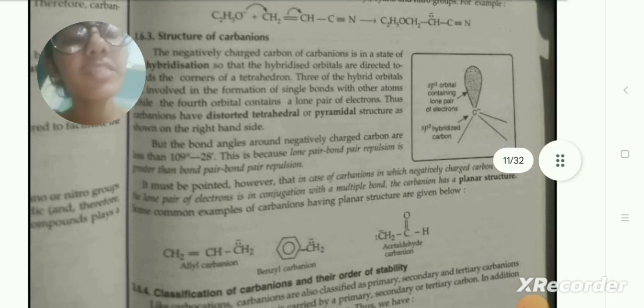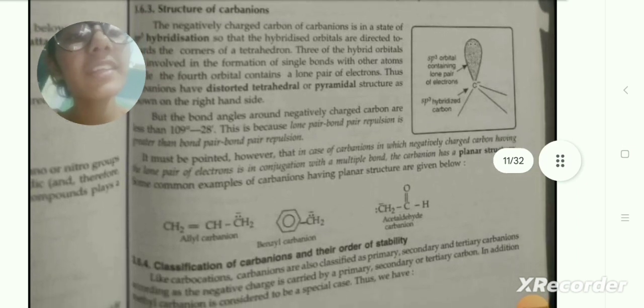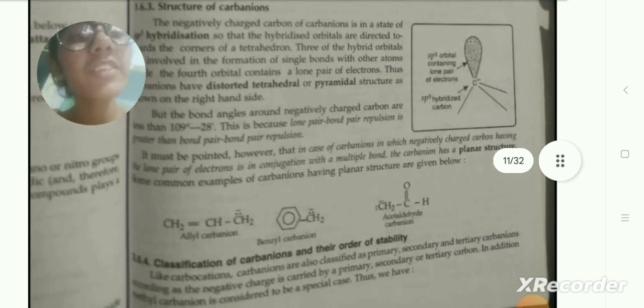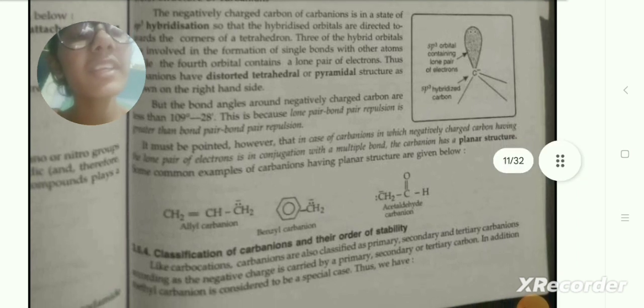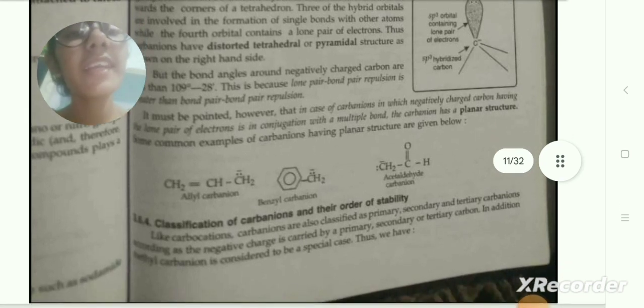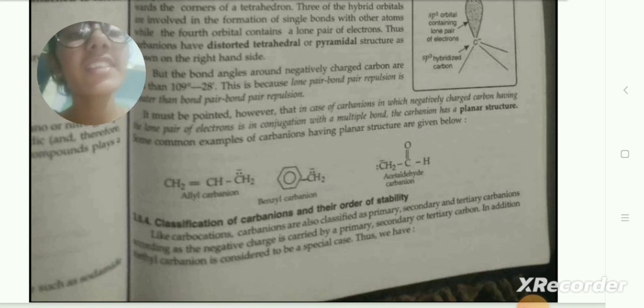But the bond angle at the negatively charged carbon is less than 109 degrees 28 minutes. This is because lone pair repulsion is greater than bond pair repulsion. It may be pointed out, however, that in a carbanion in which the negatively charged carbon having the lone pair of electrons is in conjugation with a double bond, the carbon has a planar structure. Some examples of carbanions having a planar structure are given below: allyl carbanion, benzyl carbanion, and the acetylide carbanion.